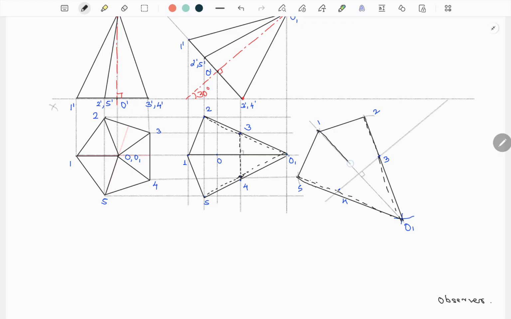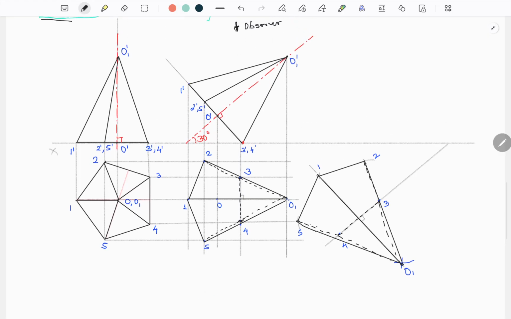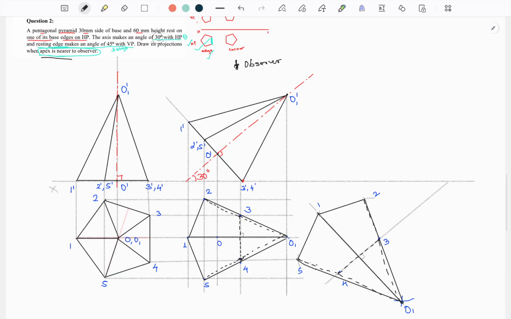And this edge. Just what we have done, redrawn the object, the same object we have redrawn it. Now stage 3 top view is done. Now stage 3 front view. How to draw stage 3 front view?